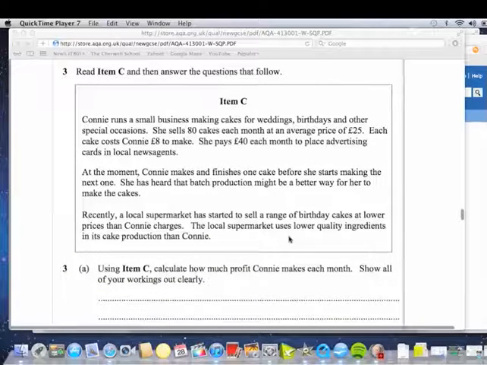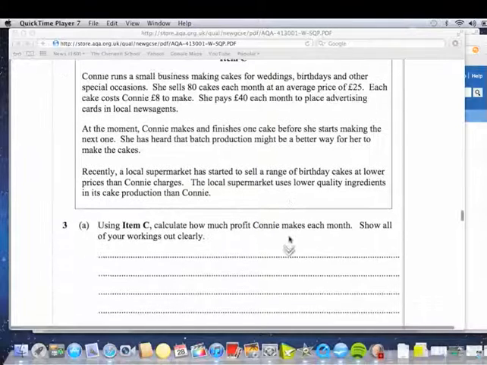And then finally, this is your third question. So there are always going to be 3 kind of main questions with a bit of data each. Connie runs a small business making cakes for weddings. Got the cost of cakes. She's heard about batch production, so operations management. Recently, a local supermarket started to sell a range of birthday cakes at lower prices. So we're thinking about competition as well and quality. And again, there's our calculation.